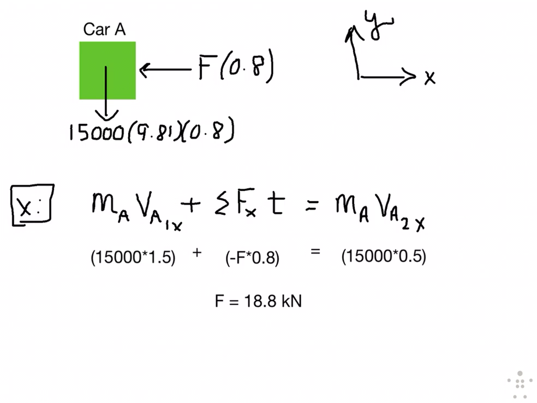Now in this second part, we isolated car A, but you could just as easily draw an impulse diagram of car B, and then you would show a positive impulsive force from car A onto car B, but it would come out to be the exact same answer. So I encourage you to try that. Try setting up car B and isolate that, and do your impulse and momentum equation for car B, and you should solve for the same answer of 18.8 kilonewtons.